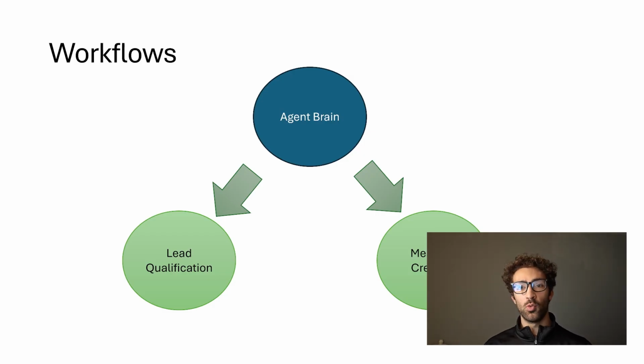The way it's going to work is we're going to have three workflows. The first one is going to be an agent brain, which decides which other workflows to use. The second is lead qualification, to understand whether the lead you've brought in is worth sending a message to. We're going to have certain criteria that will decide this.